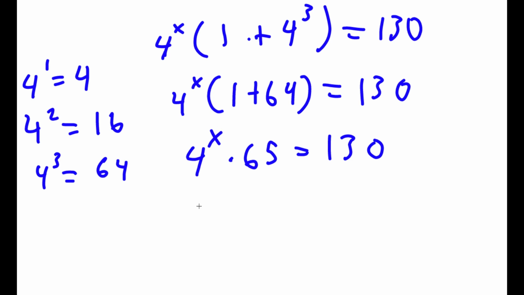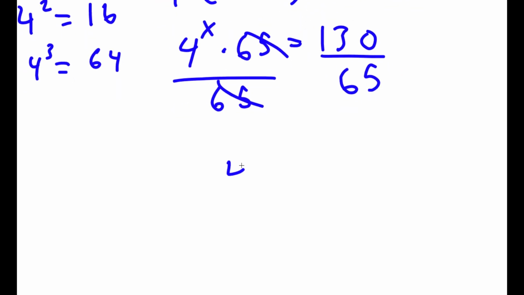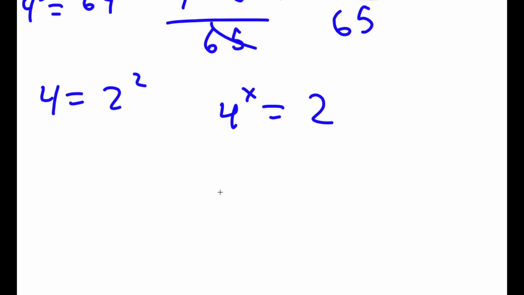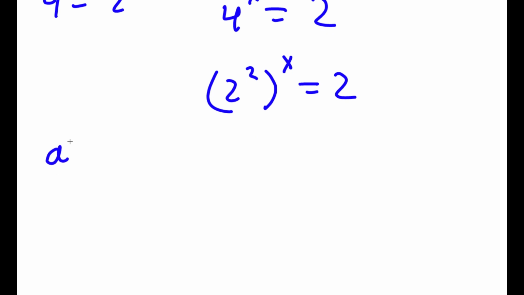Now I want to isolate x, so I'm going to be dividing both sides by 65. So then these two cancel out, and I'm left with 4 to the power of x is equal to 1/3 divided by 65, which is 1/195. Now, 4 here, this is the same thing as 2 squared. So if I replace 4 with 2 squared, we get 2 squared to the power of x is equal to 2.